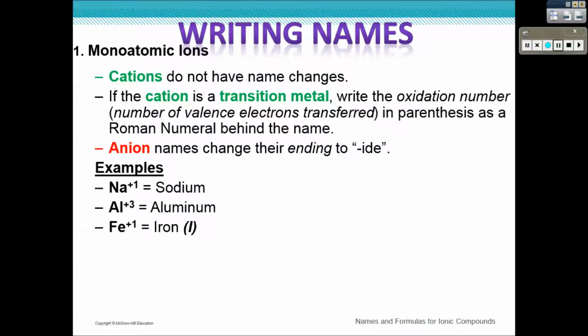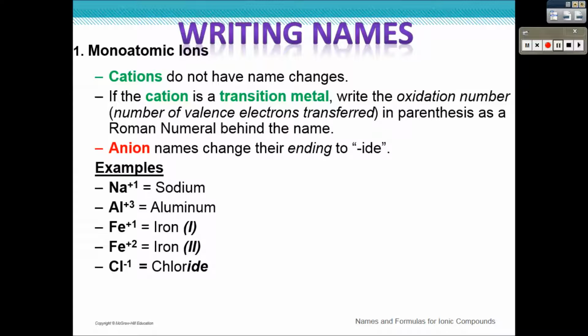Fe+1. Now Fe, which is iron, is a transition metal. So you cannot just call it iron. You have to put the oxidation number behind the name. So since it says +1, that means this is iron 1 because it's going to transfer 1 electron to be stable. If you see Fe+2, again, that's a transition metal, but this time it's transferring 2 electrons, so we call it iron 2.